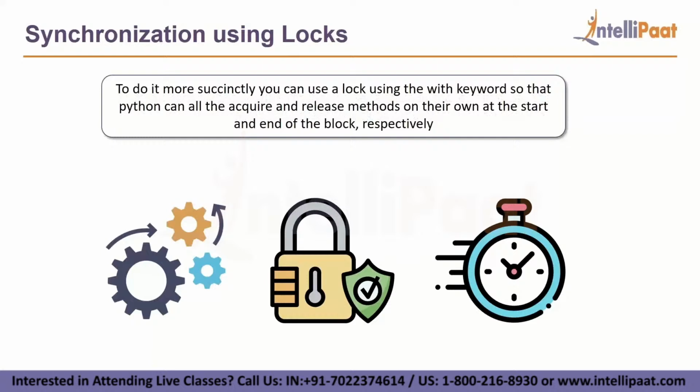Now, to do it more succinctly, we can use a context manager, or we can use the lock with the with keyword, so that the Python code can understand how to acquire the lock and how to release the lock, and can call all the methods automatically without us having to manually call the methods at the beginning of the code and at the end of the code. That makes the code a little more readable and a little more succinct, and makes it easier to work with as well. So with that, now let's take a look at how we can use locks inside Python to synchronize race conditions.